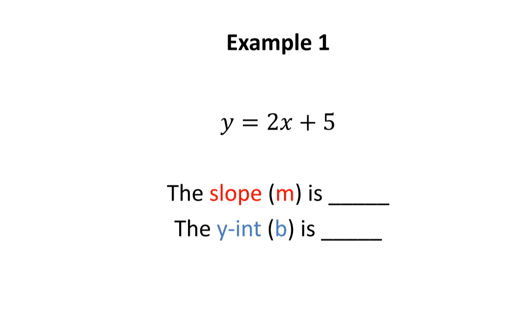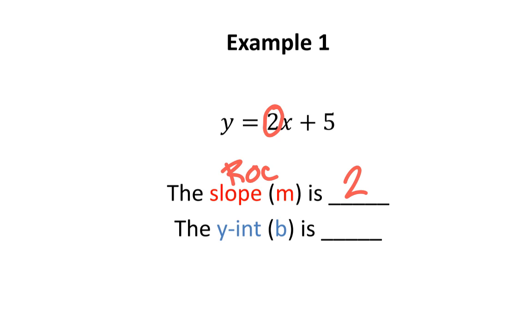In our first example, we have an equation y equals 2x plus 5. We need to determine the slope and the y-intercept just by looking at this equation. If you remember, slope, which is represented with the variable of m, is the same thing as a rate of change, and that is the number directly in front of the variable of x. Therefore, the slope is 2.